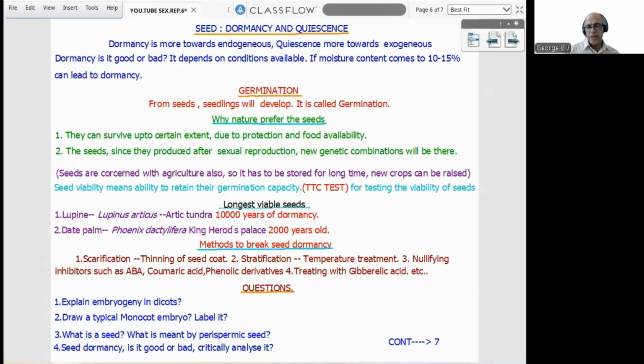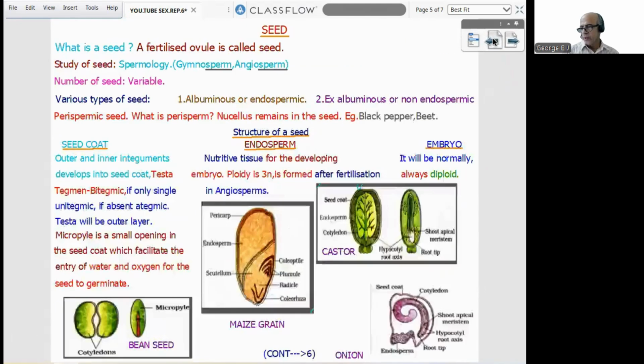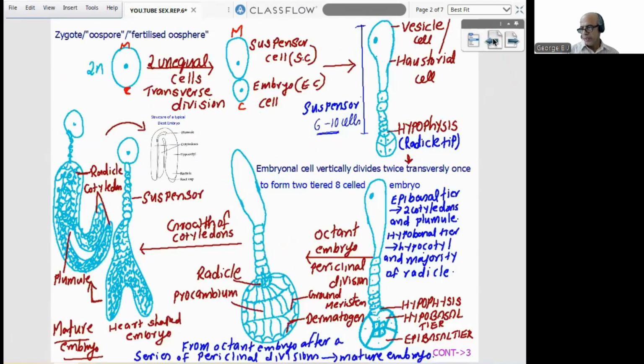So these are the main topics we have to discuss in this episode. After that, as usual, 5 theory questions and 5 NEET model questions with the key. So what all things did we study today?